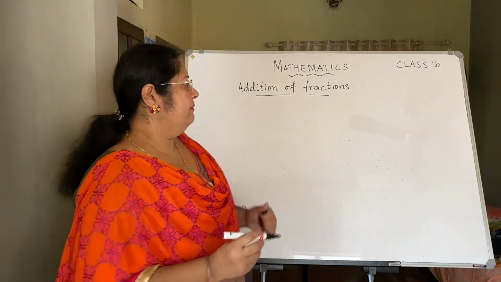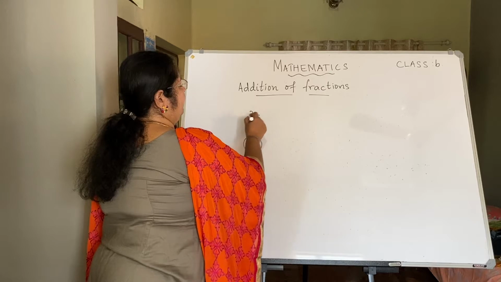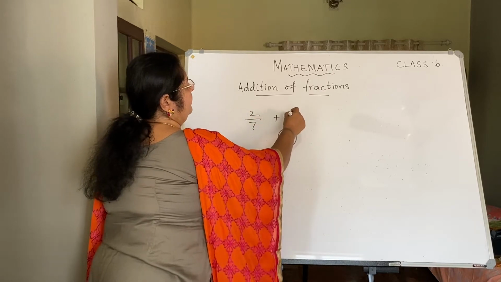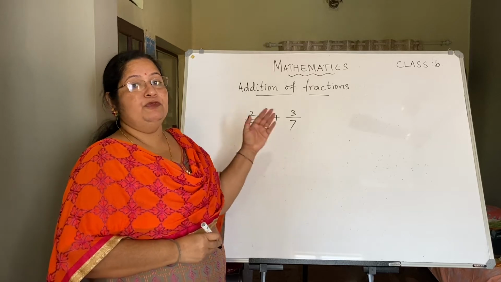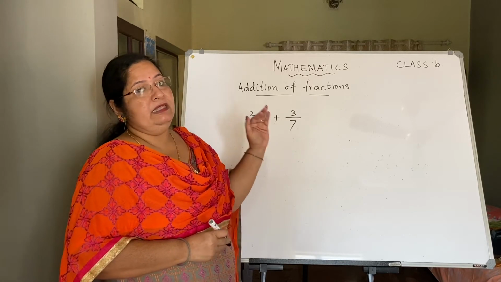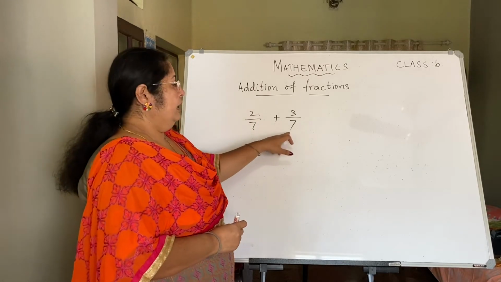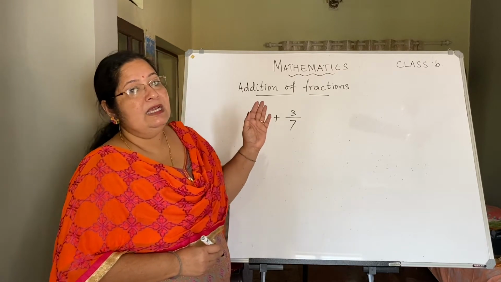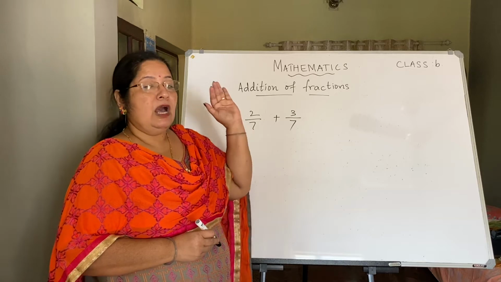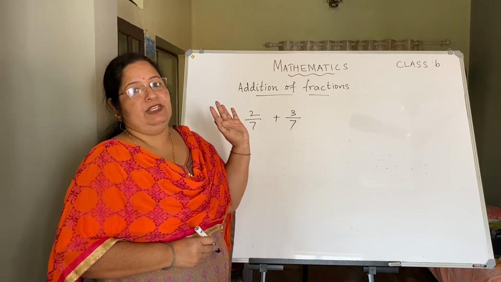Suppose you have, say, 2 by 7 plus 3 by 7. You are asked to add two fractions, 2 by 7 and 3 by 7. Now when you look into the fractions, you find that the denominators are the same, hence they are like fractions. So how to add the like fractions?